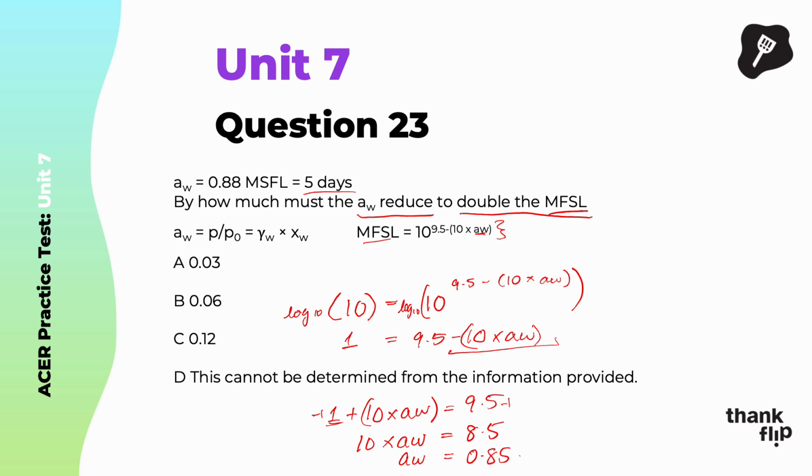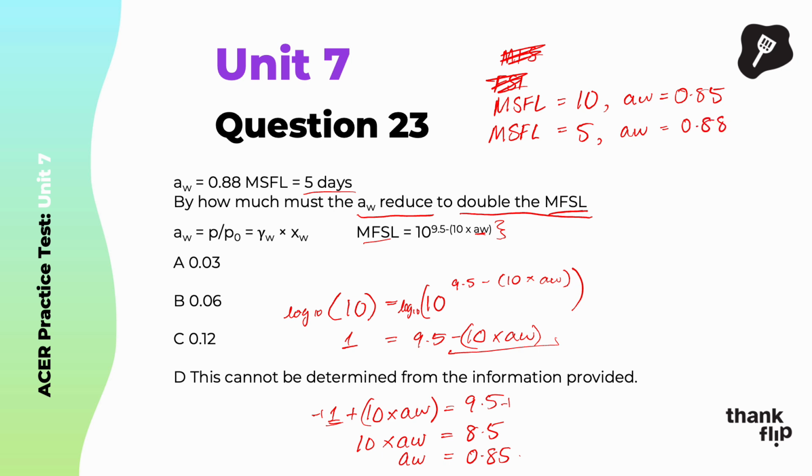So when MSFL is equal to 10, AW is equal to 0.85. And when MSFL is equal to 5, AW is equal to 0.88. So in order to double MSFL, you need to reduce AW by the difference between these two, which is 0.03. So our answer is A.